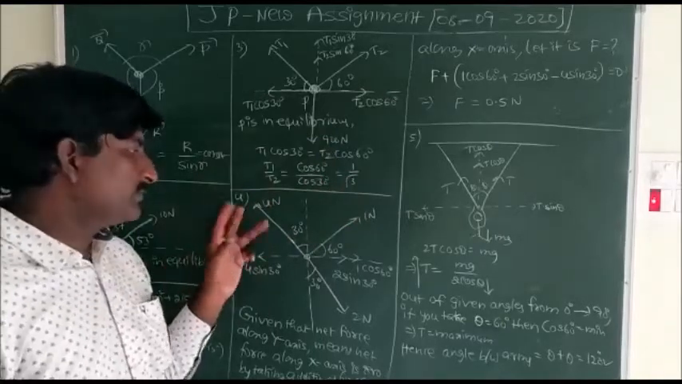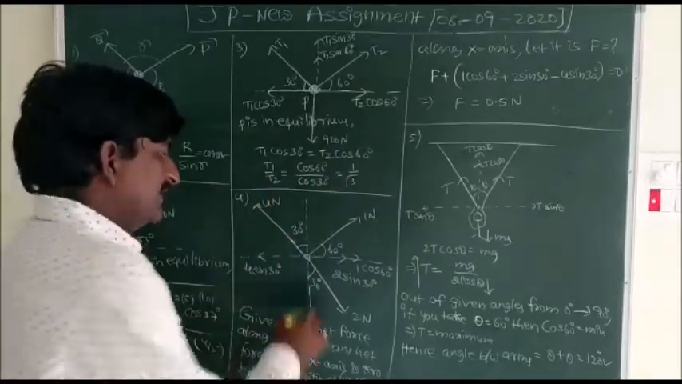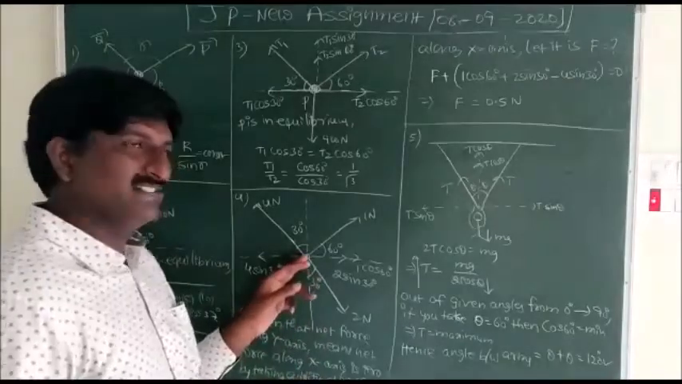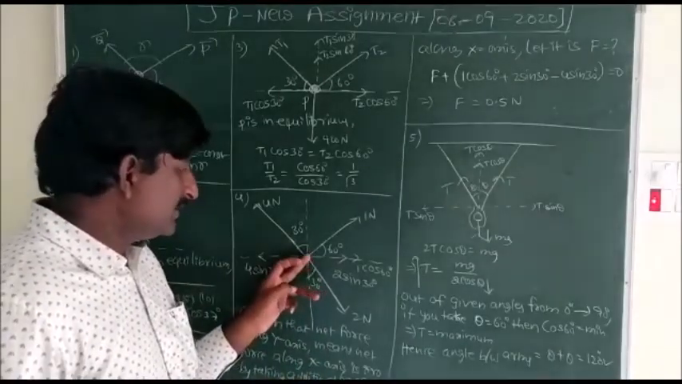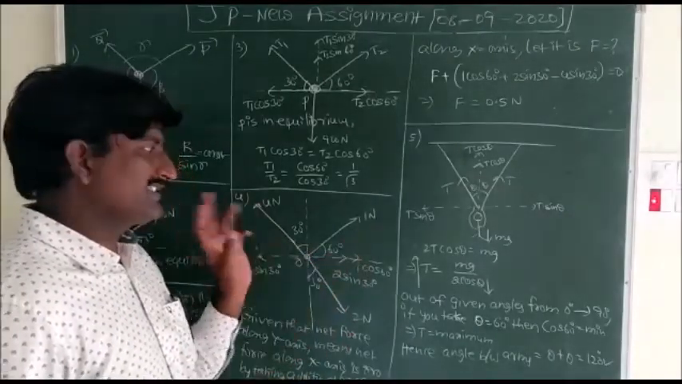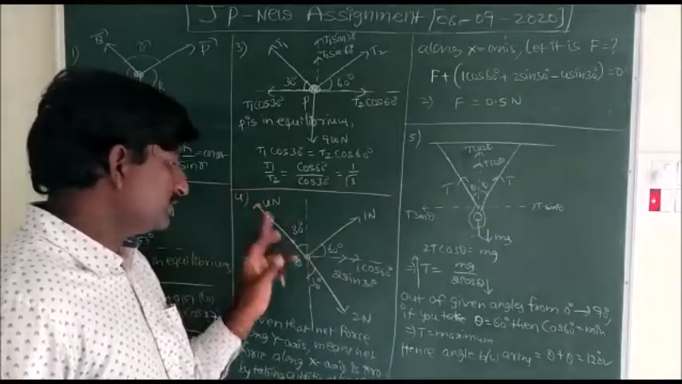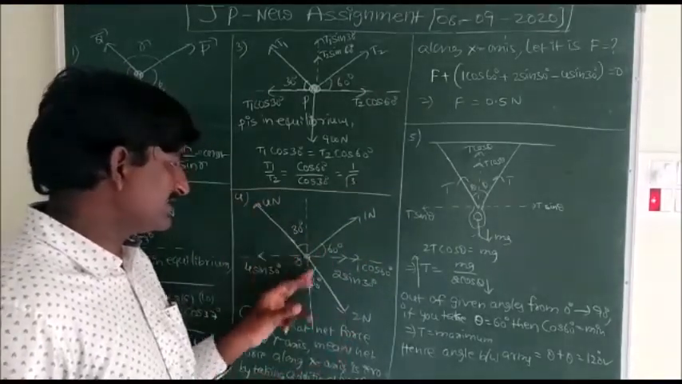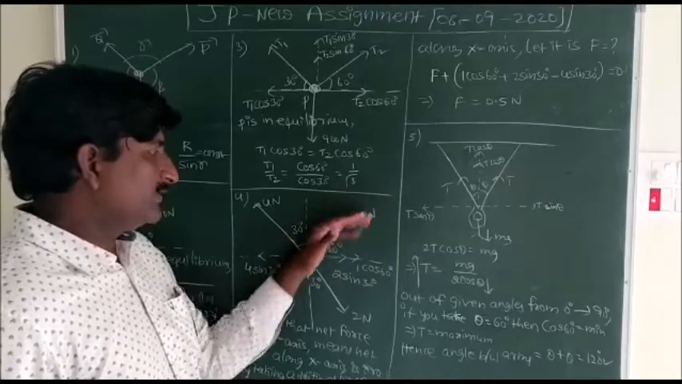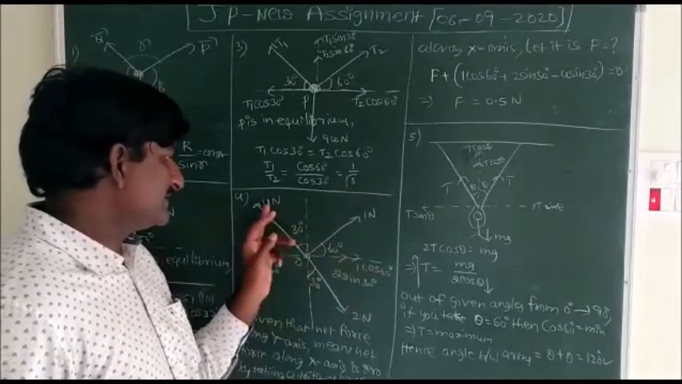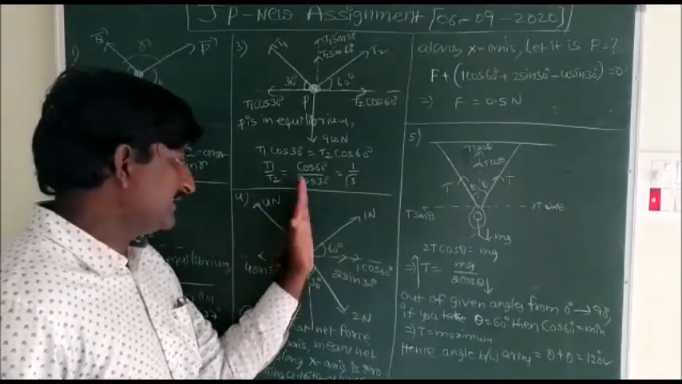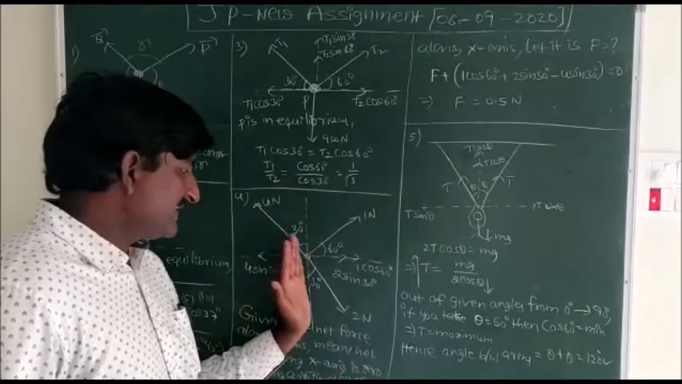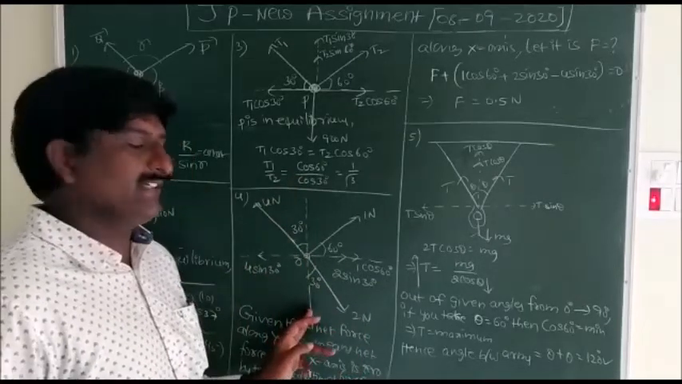Coming to the fourth problem, let us suppose O is the origin. On this origin, here also three coplanar forces act: 1 newton, 4 newton, 2 newton, and their directions are also mentioned. 1 newton makes an angle of 60 degrees with the x-axis, 4 newton makes an angle of 30 degrees with the y-axis, and 2 newton makes an angle of 30 degrees with the negative y-axis.